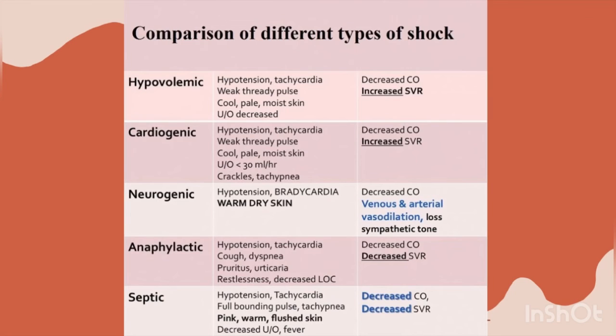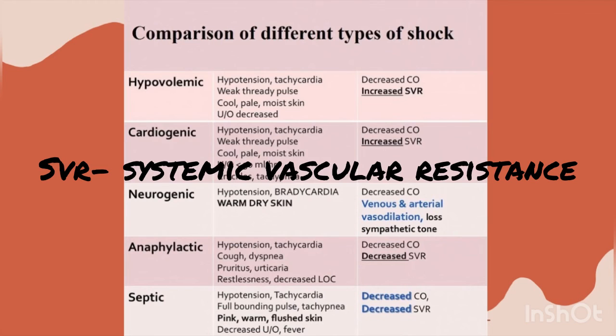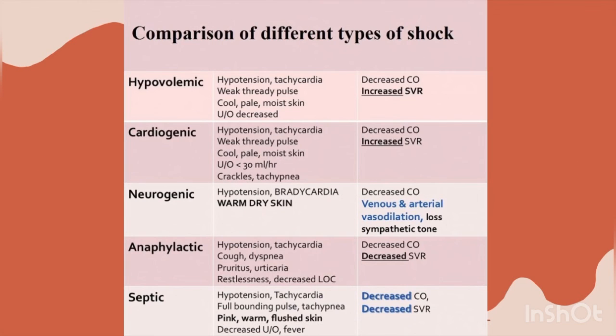Here in the table, we have a comparison of the different types of shock. For the guides, we have decreased CO, meaning decreased cardiac output, which is a medical condition that occurs when the heart does not pump enough blood to meet the needs of the body. Systemic vascular resistance is the resistance in the circulatory system that is used to create blood pressure, flow of blood, and is also a component of cardiac function.